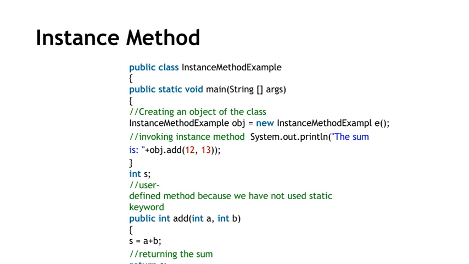Now, focusing on the method itself, it's defined as public int add(int a, int b). Since we haven't used the static keyword, this is what we call a user-defined instance method, meaning it's specific to instances of the class. Inside the method, we add the two parameters, a and b, and store the result in a variable called s. Finally, we return s, which gives us the sum back to the caller. This example helps illustrate how instance methods work by requiring an object to be called and enabling us to perform specific operations associated with that object's data. This is a fundamental concept as we build more complex programs that rely on object-oriented principles.